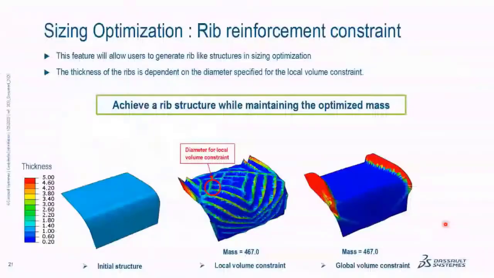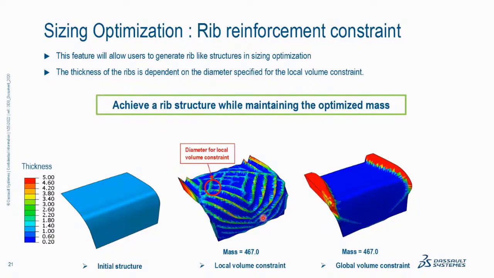Okay, then coming to some features planned in the future. So we have the rib reinforcement constraint for sizing. With the thickness controls in sizing previously, it was possible to see such effects as here on the right side: the edges of the structure would be very thick, and the structure in the middle wouldn't have a good thickness distribution, and this is difficult to reconstruct. This is difficult to manufacture, and with this kind of constraint, the rib reinforcement constraint, the idea is to generate a rib pattern.